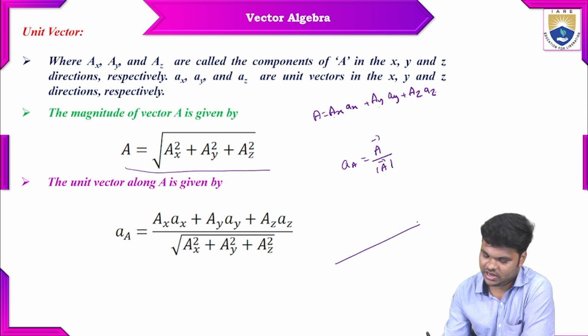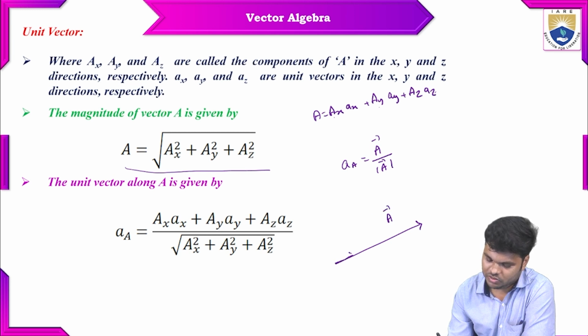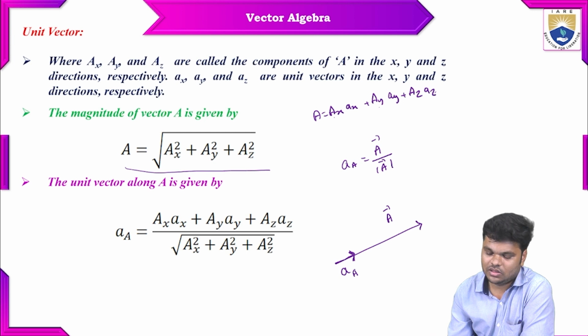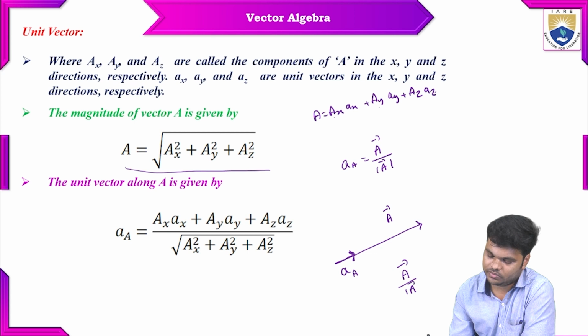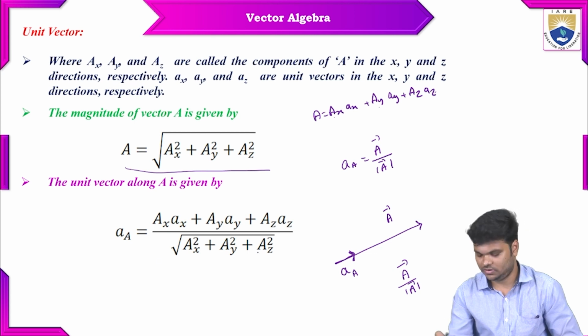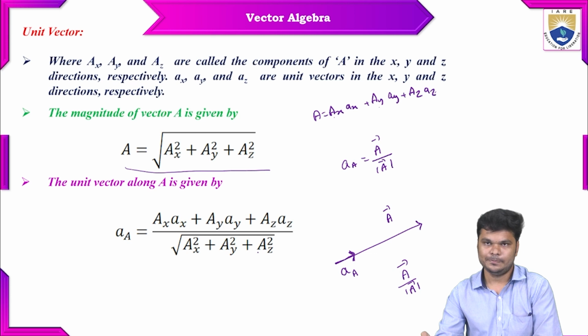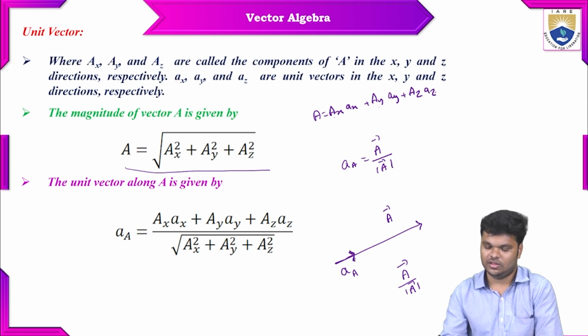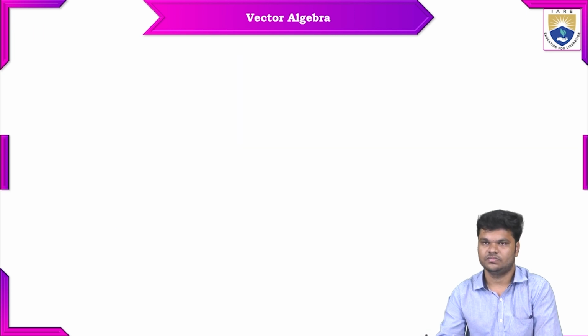Suppose I have a vector like this, A bar, and I want to find a vector which has magnitude 1, a unit vector along the direction of A. Then what should I do? I should just simply divide that vector by its magnitude. So that is what is done here. So along this direction, I can define any vector, right, which has direction like this.